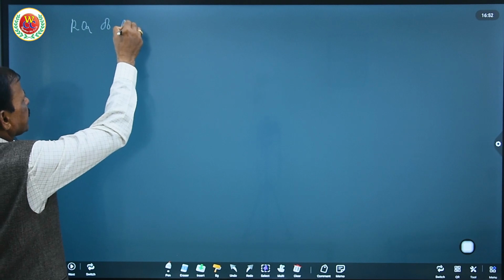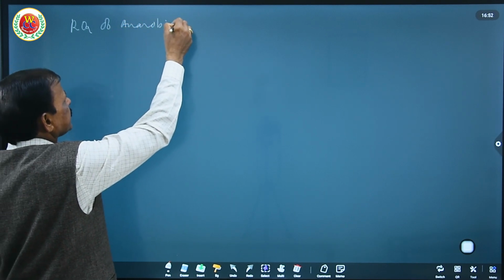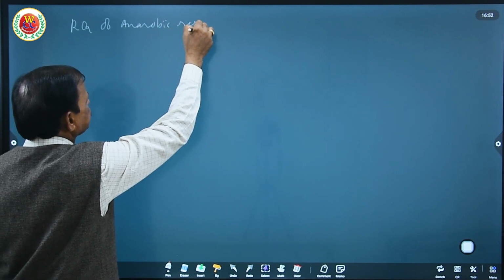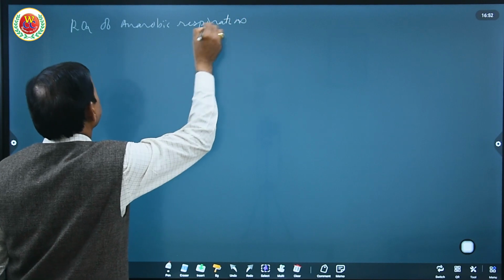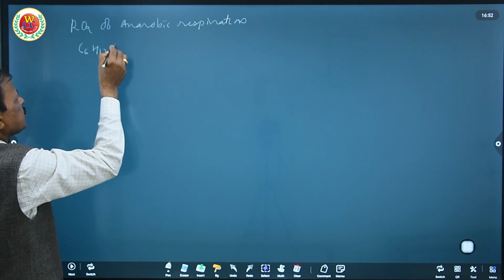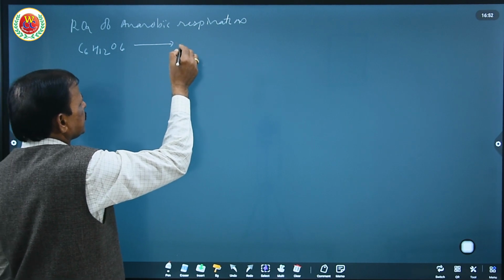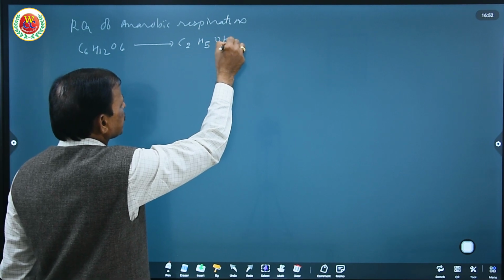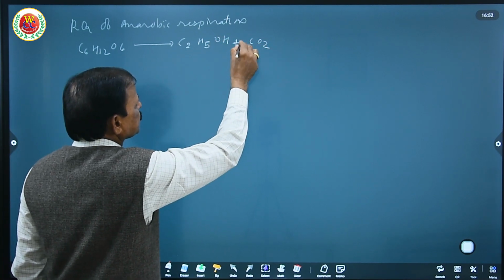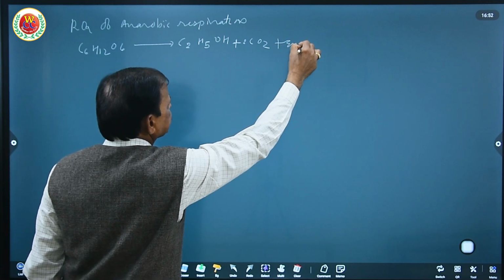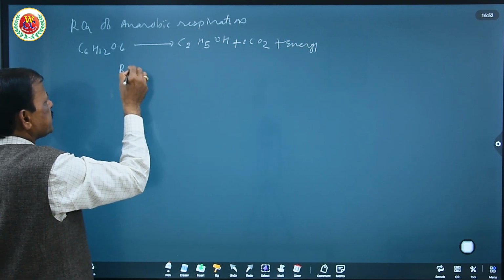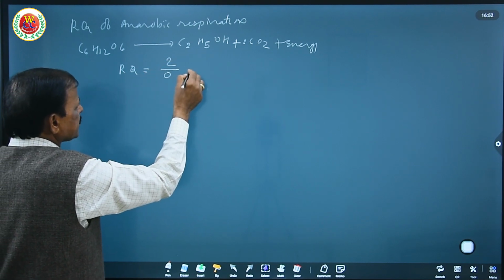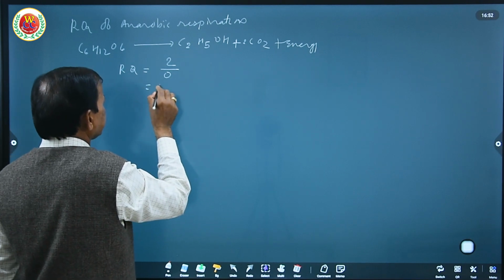Now to understand RQ of anaerobically respiring organisms. As we know, in anaerobic respiration C6H12O6 gives C2H5OH plus CO2, 2 molecules of CO2 released, plus energy. No oxygen is used, but carbon dioxide is released. Therefore the RQ of this anaerobically respiring organism will come infinite.